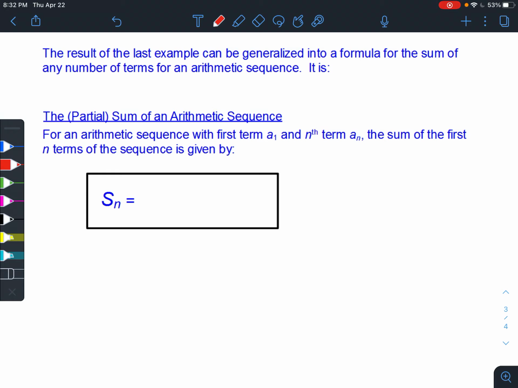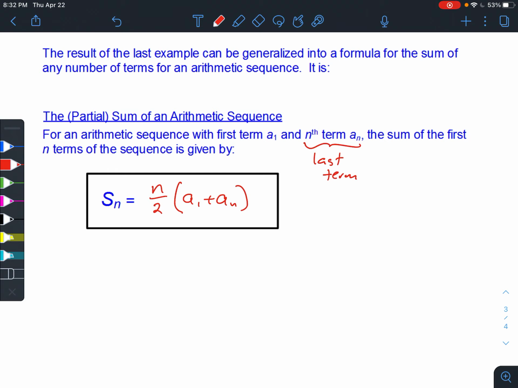For an arithmetic sequence with first term a sub 1 and nth term a sub n, and for our purposes, the nth term here we're going to consider the last term, the sum of the first n terms of the sequence is given by S sub n equals n over 2, parentheses, a sub 1 plus a sub n.